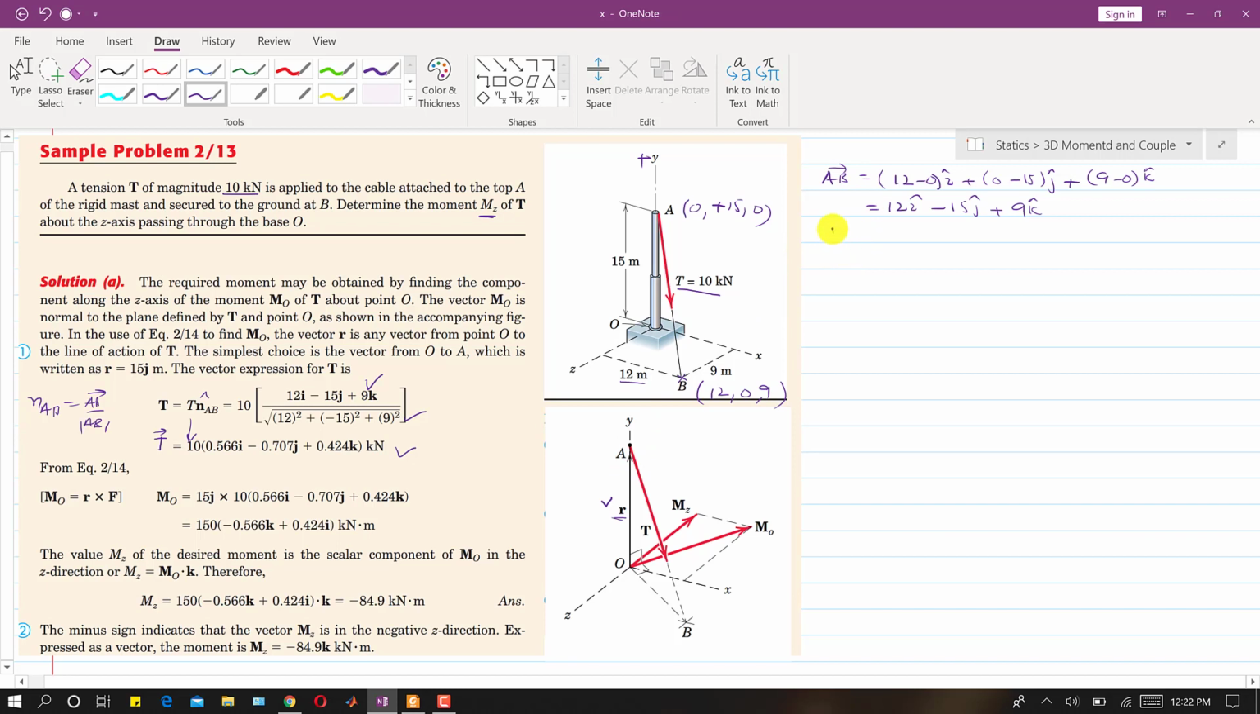Let's suppose I write the r vector. If you want to find it, this is the origin, right? So the coordinates of the origin are 0, 0 and 0, and the coordinates of point A we already know. So this is 0, plus 15 and 0, right? So we can write this r vector.